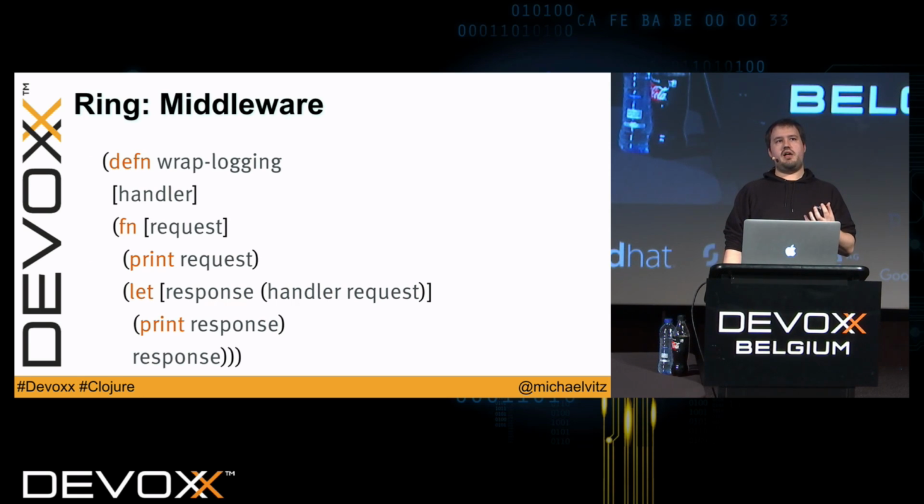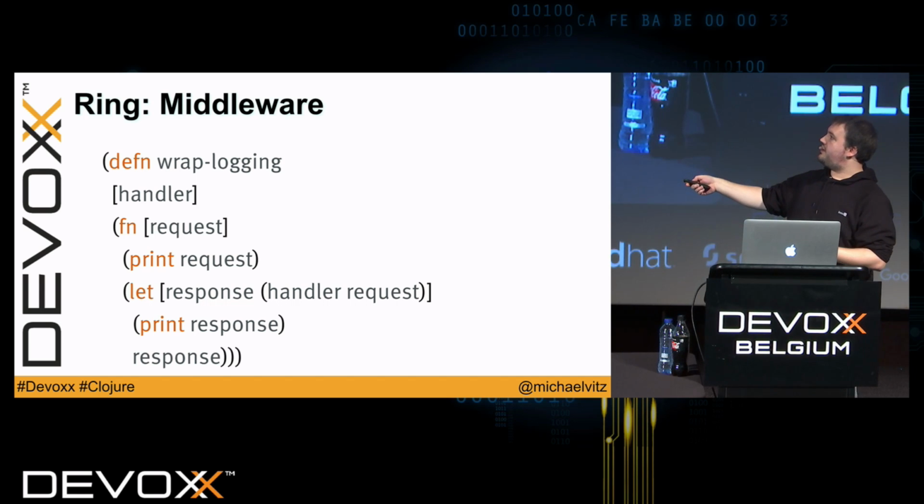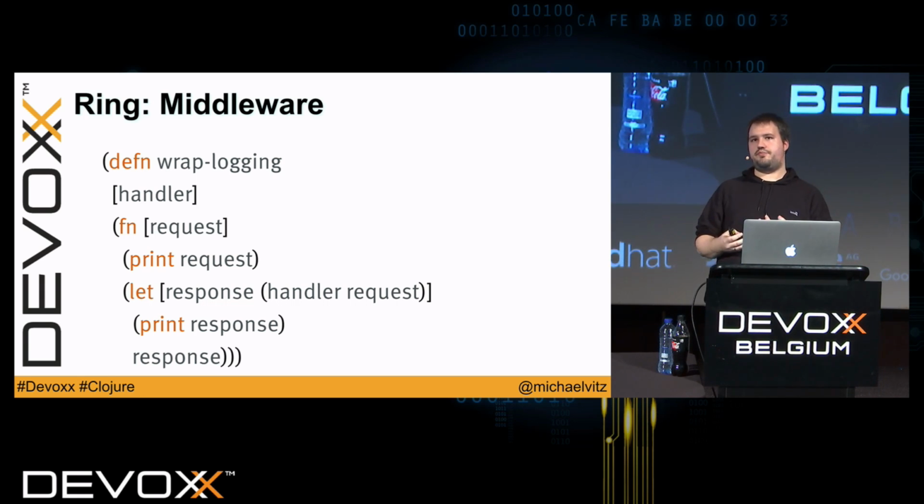The next part is middleware. In the normal Java EE specification, this is called filters. Basically, a middleware gets a handler as an argument, wraps something around this handler, and returns a new function. So this is a handler like the greet controller I showed, and we return a new function which also has the signature of a handler. So it takes a request and produces a response.